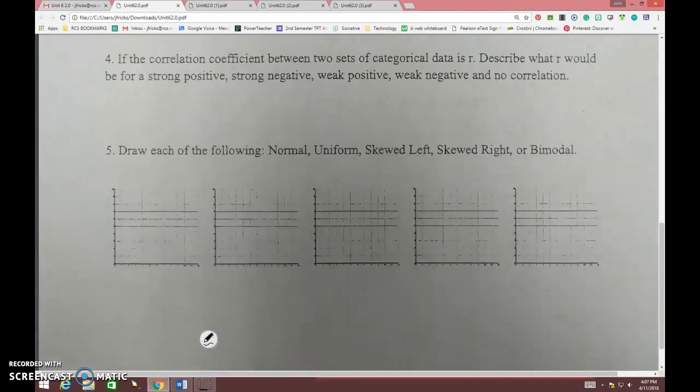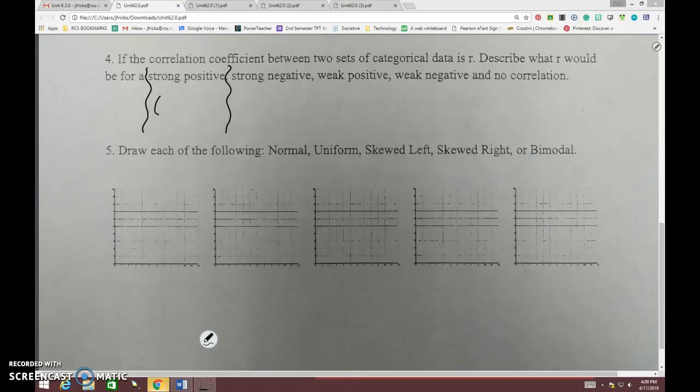Number 4 said if the correlation coefficient between two sets of categorical data is R, represent what R would be for strong positive, strong negative, weak positive, weak negative, and no correlation. So let's just go ahead and write down the numbers that it would be. So for strong positive, and like I said, teachers do this differently. I do it one way. I'm sure Ms. Chandler, Coach Goya, or Mr. Slater does it all different ways. So like I said, it's depending on how your teacher taught it to you.